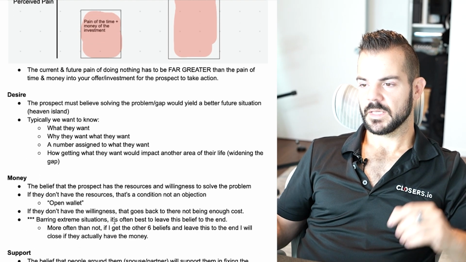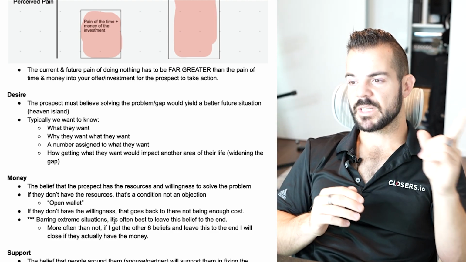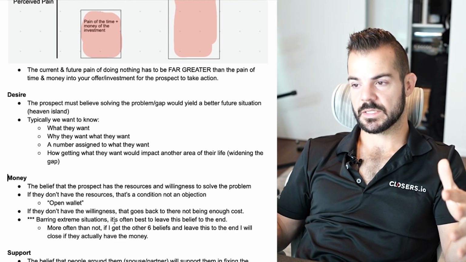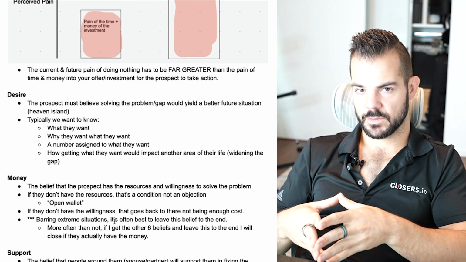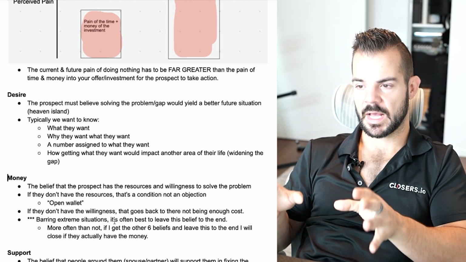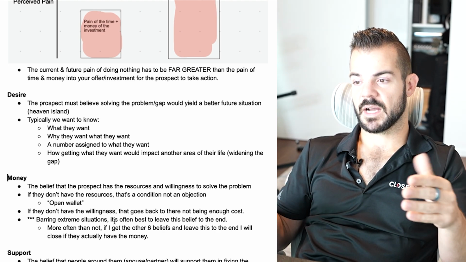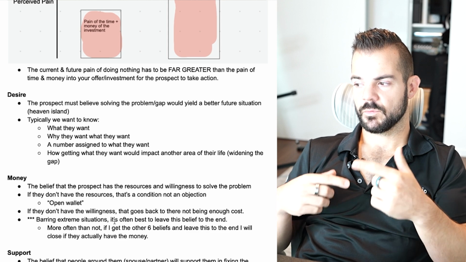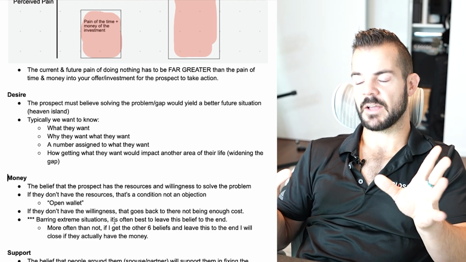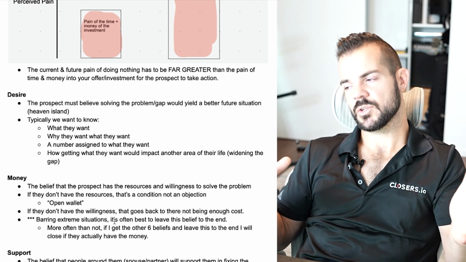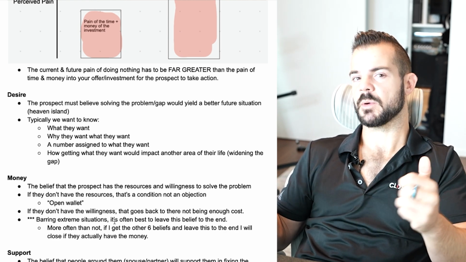So, money. Money is the belief, probably as it sounds, that they have the resources and willingness to solve the problem, okay? If they physically don't have the resources, that's a condition, not an objection. Later in this series, you'll learn something called the open wallet technique. It's the basis of how I handle financial objections, so it'll be in that video. There are also a few videos on my channel that are very popular, where you can see how I handle financial objections. They're actually the most popular ones on the channel.